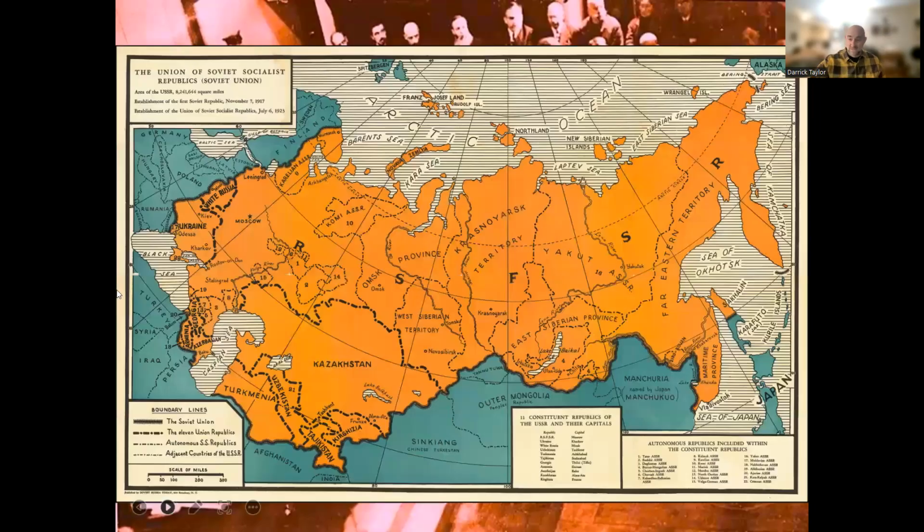But this is what Russia looks like about 1936, or at least the Soviet Union. You can kind of see here. This is the Republic of Russia. Union of Soviet Socialist Republics, right?